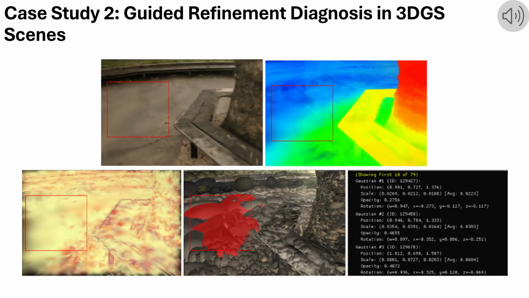In this case study, we diagnose low-quality regions in 3DGS using view count and quality score visualizations. Low visibility and large splats, shown in blue and yellow, indicate poor reconstruction. By inspecting the red Gaussians, we find many are oversized or misaligned, suggesting this region needs further densification.